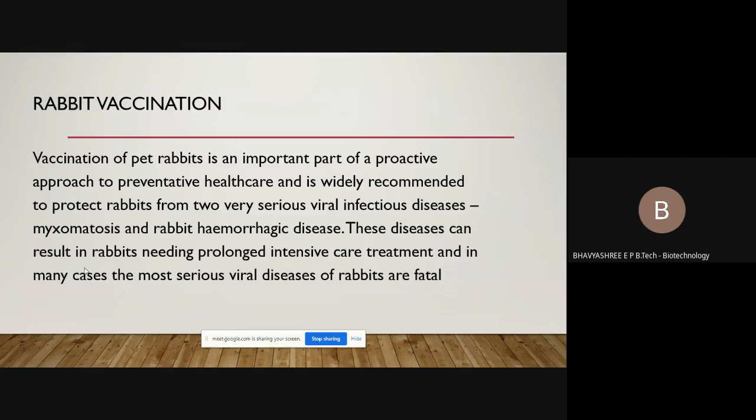Rabbit vaccination. Vaccination of pet rabbits is an important part of a proactive approach to preventive health care and is widely recommended to protect rabbits from two very serious viral infectious diseases, myxomatosis and rabbit hemorrhagic disease. These diseases can result in rabbits needing prolonged intensive care treatment, and in many cases, these most serious viral diseases of rabbits are fatal.